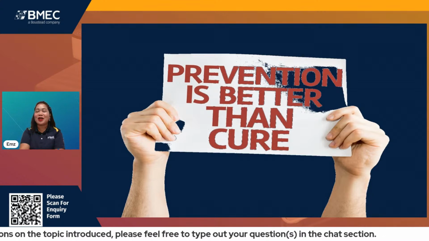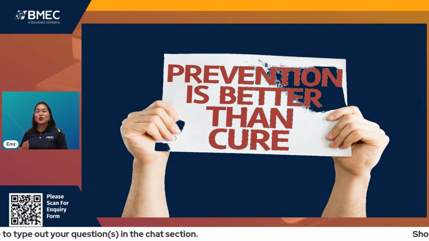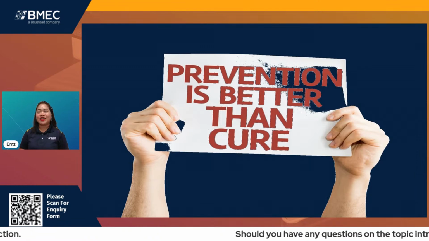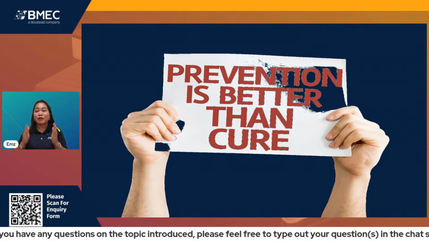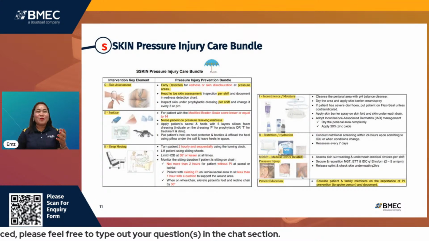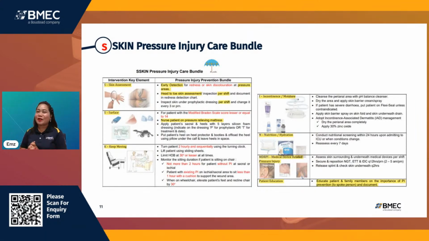Okay, remember, prevention is better than cure. Of course, with early detection and the right, proper assessment, we can prevent pressure ulcers. And remember that it is very, very costly if a patient develops a pressure ulcer. If we can prevent it, please. Okay? So we move on to skin pressure injury. There are also 6 areas to look at in the skin injury care bundle, and it's very, very important for us to take note.